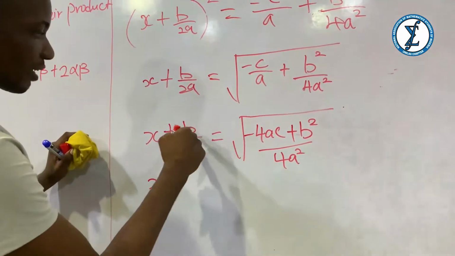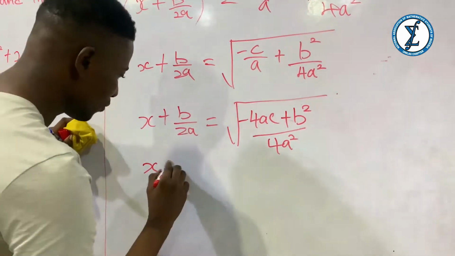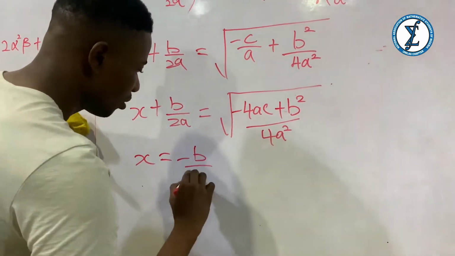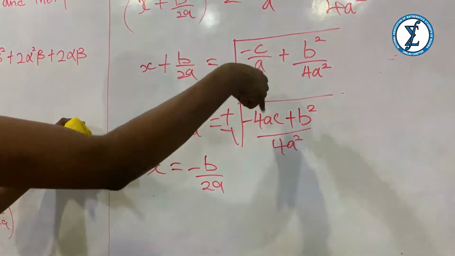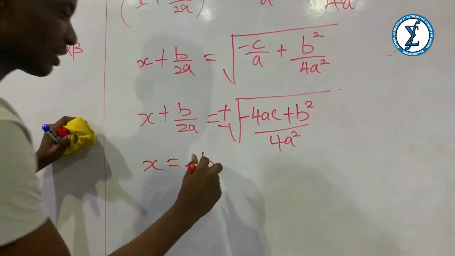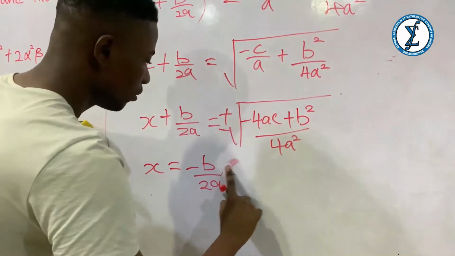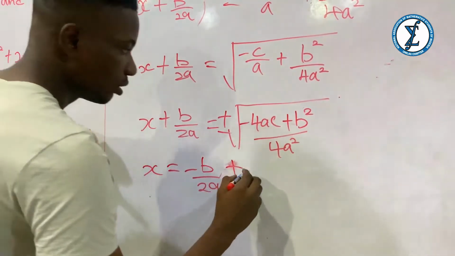So I'll have x. I can take this b over 2a to the other side to give me minus b over 2a. Don't forget that this will give me plus or minus. I'm finding the square root of something to give me two answers. So plus or minus what now?